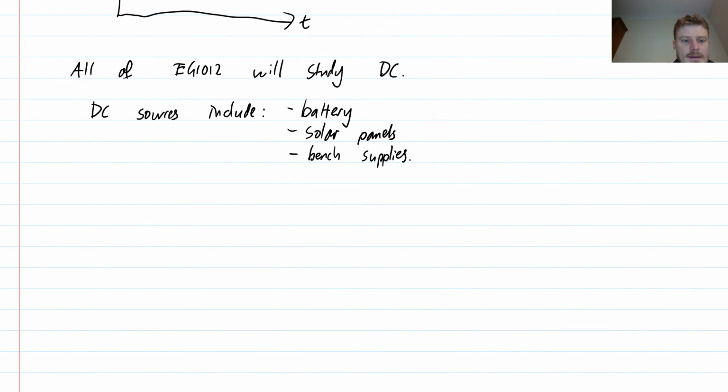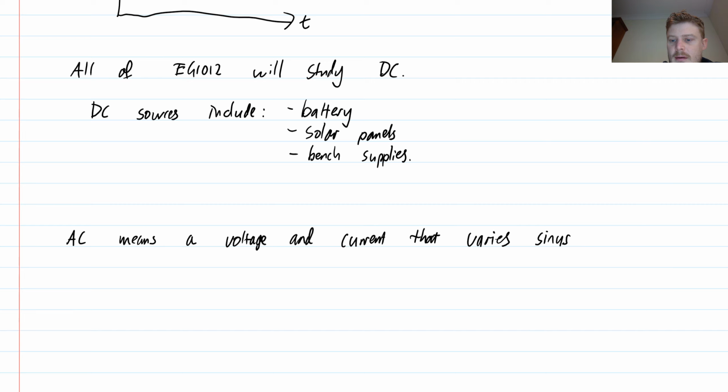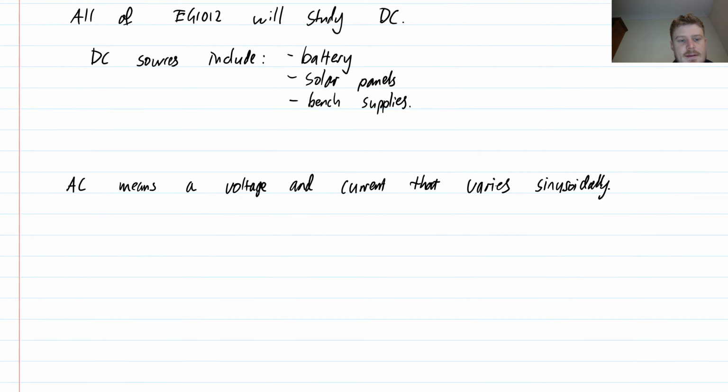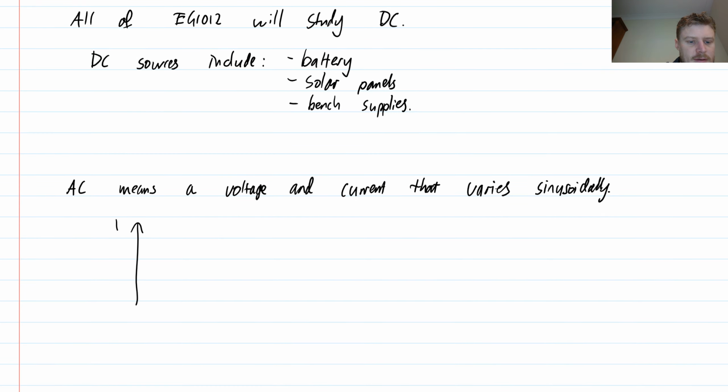On the other hand, AC means a voltage and current that varies sinusoidally. Okay, it's like y equals sine x. I'll draw a little plot. So I could have voltage versus time, and it looks like this. It's like a sine wave.